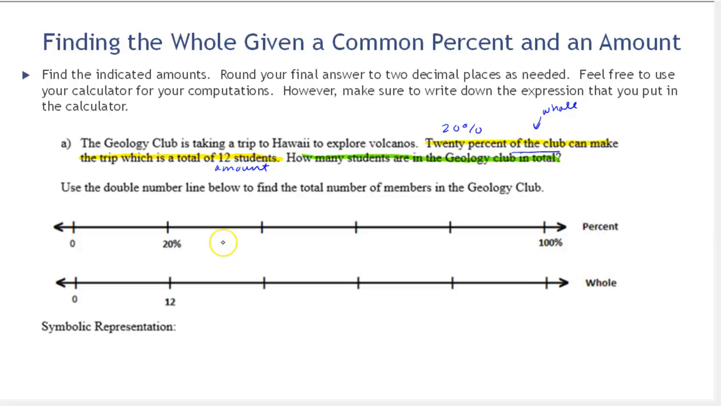Okay, so we know that 20% is 12 students. We want to find 100% of the club, what number of students that is. So this is the number of club members. Okay. So notice the first number line, well, both of them are actually already partitioned into 5 equal pieces. Now let's see how we got that value.